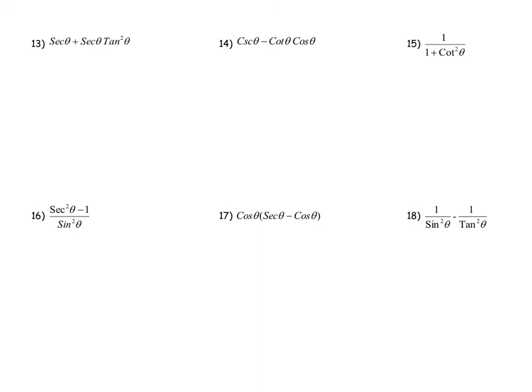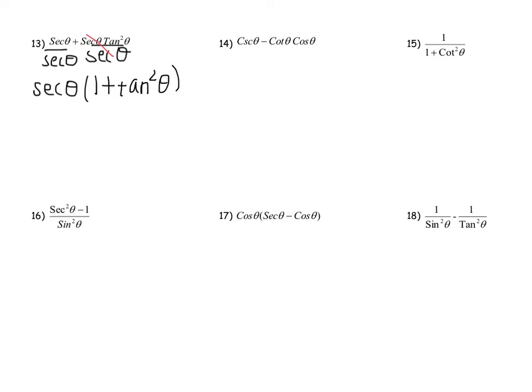Okay, let's move on to the next page. Okay, so for number 13, do you notice how there's a secant theta in this term, and there's a secant theta in this term? That means I could take out a GCF of secant theta. So let's go ahead and divide each piece by secant theta. And we write it on the outside, followed by an open parenthesis. So now, what's secant divided by secant, or anything divided by itself? 1, plus secant and secant here are going to cancel, and I'm just left with tangent squared.